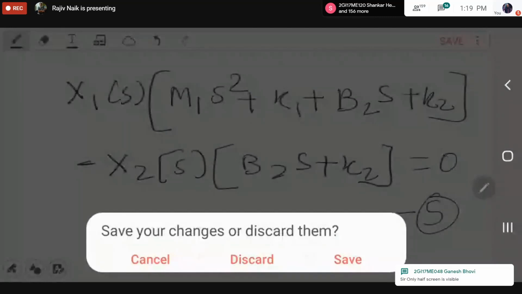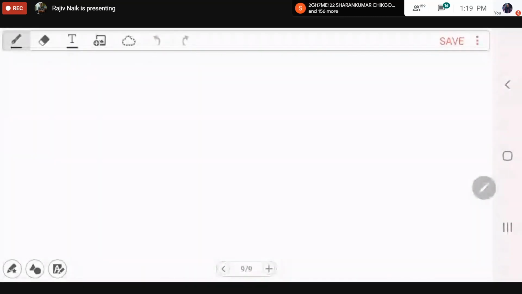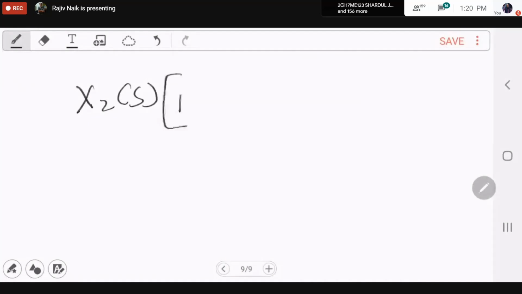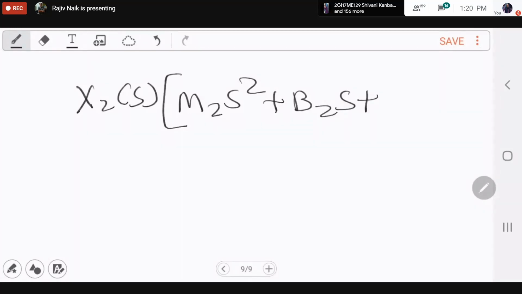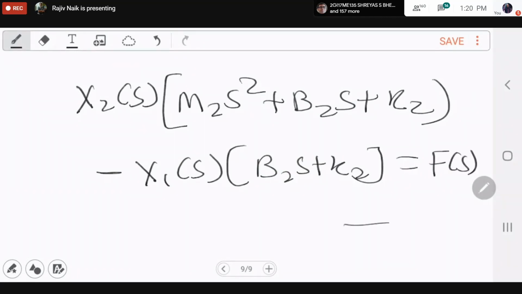Then similarly, you can write for equation 4, I will separate the variables of x1 and x2. I will take x2 first, x2 of s into bracket, m2s square plus b2s plus k2 will be there, minus x1 of s into bracket, b2s plus k2 will be there, is equal to f of s. This is equation number 6.